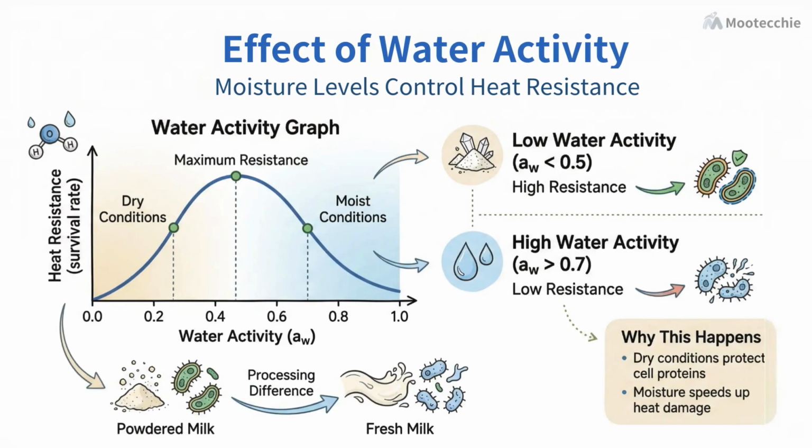Water activity is another critical factor. Water activity refers to the amount of free water available in a product. Microorganisms tend to be more heat resistant in low moisture environments. Dry conditions protect cellular proteins from heat. In contrast, high water activity makes microorganisms more susceptible to heat. Therefore, products like powdered milk may show different heat resistance compared to fresh milk.